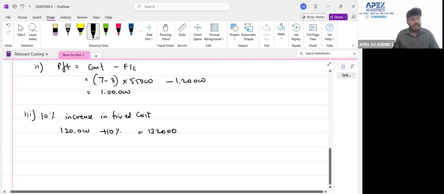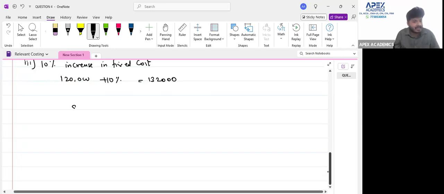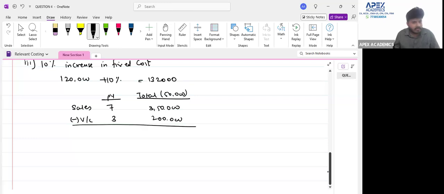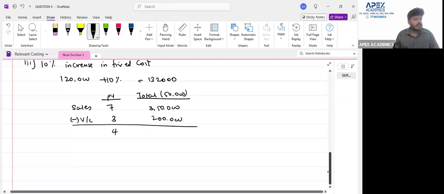1,32,000. Now, our existing sales are 7 per unit for a total of how many? Total, remember, was 50,000. Don't be confused. How much will it be? 350. What is our variable cost? 3. What is the answer here? 2 lakhs. What am I left with? 4. Correct? So what will be my this over here?